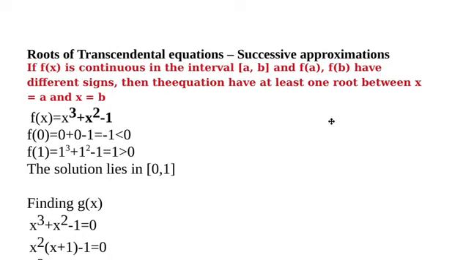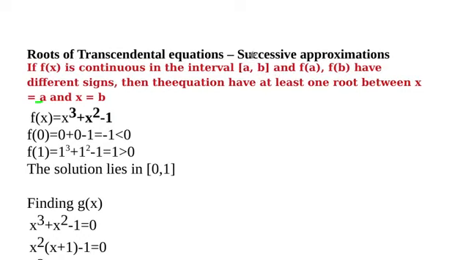The theorem which we use to find the solution of a transcendental equation is this: if f of x is continuous in the interval ab and f of a, f of b have different signs, then the equation has at least one root between x equal to a and x equal to b. So in every method, we are trying to find an a and b such that f of a and f of b have different signs. So we are trying to find this interval in all methods.